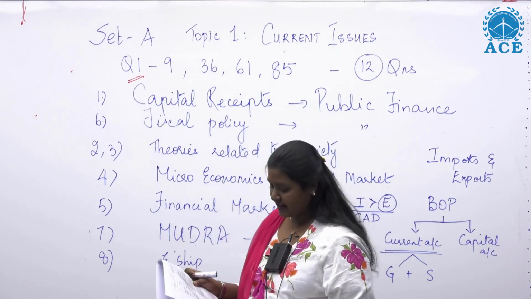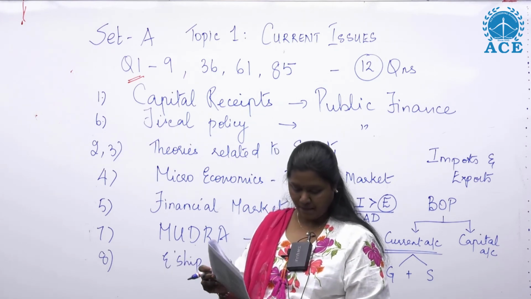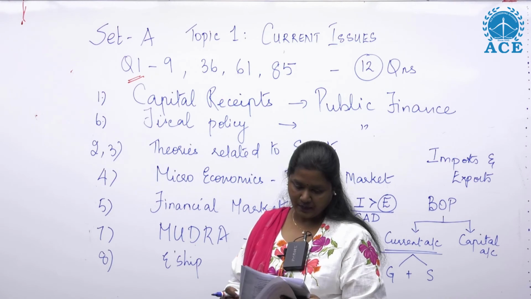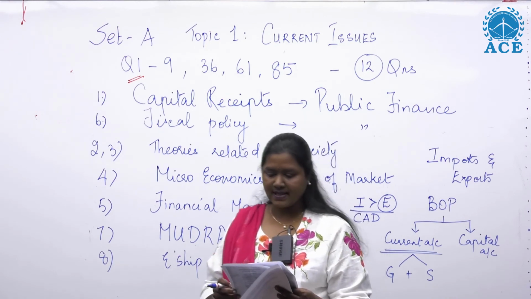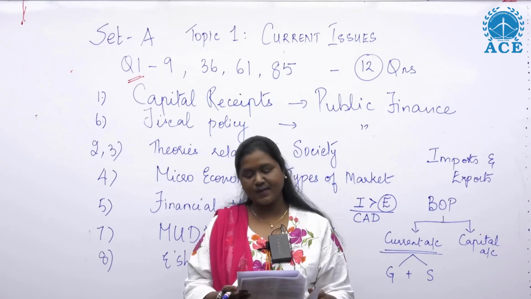Let us come to the 36th question. Consider the following statements. Greenfield privatization or incremental privatization denotes encouragement to private sector in areas hitherto reserved for public enterprises. Cold privatization refers to measures taken to distance public enterprises from the government there. So, the answer is both 1 and 2.